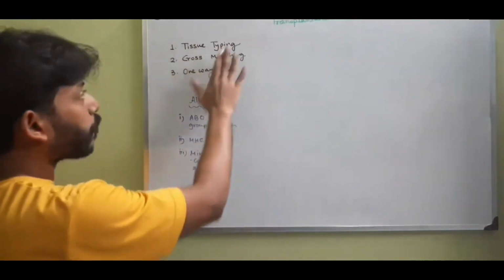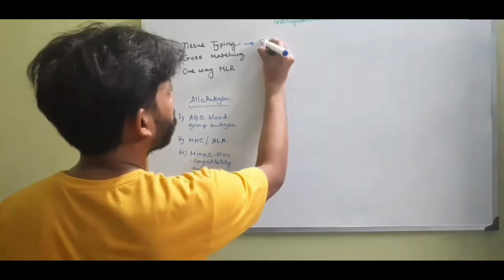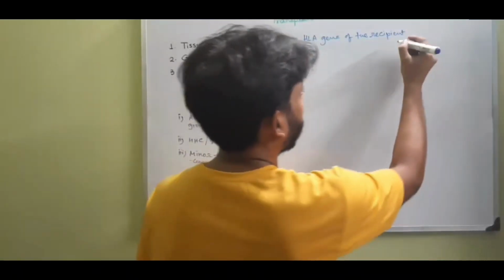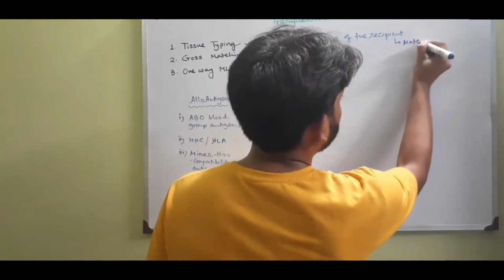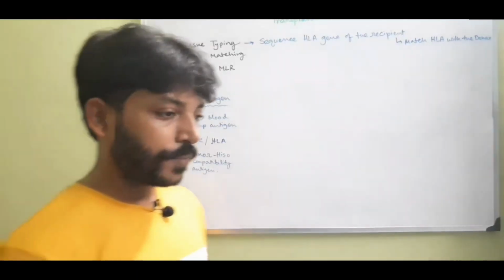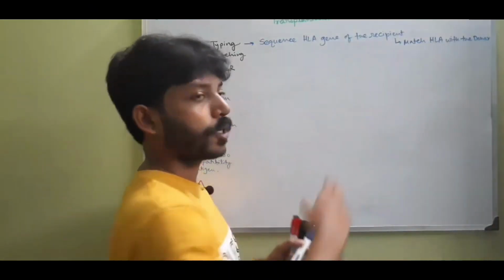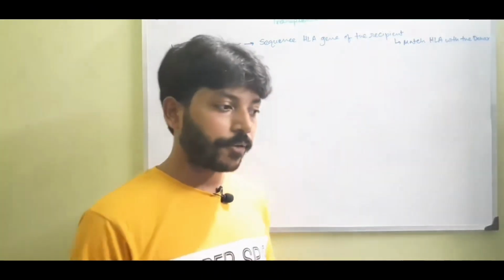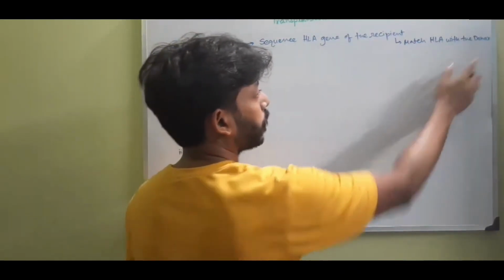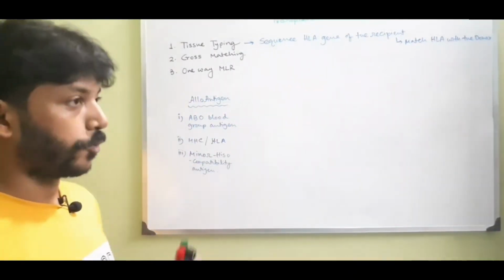Now in this first technique, what happens? A researcher or doctor sequences the HLA gene of the recipient, and then they match the HLA with the donor. If they find that there is a match between the HLA of the recipient and donor, they perform the transplantation. And if they find that there is a huge difference between the HLA genes of the recipient and the donor, they do not perform the transplantation because the transplanted tissue or organ will be rejected.